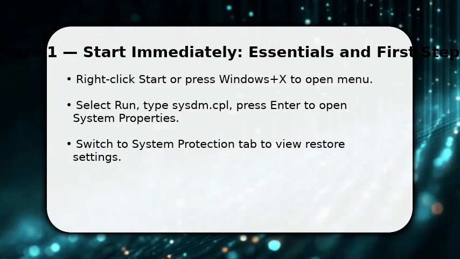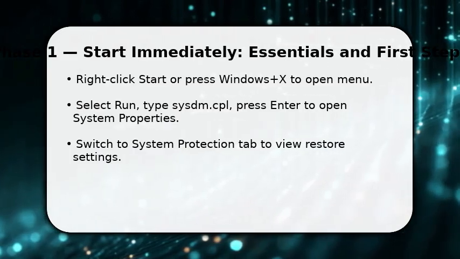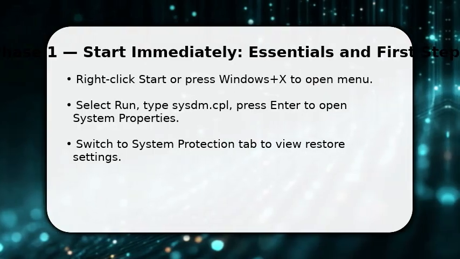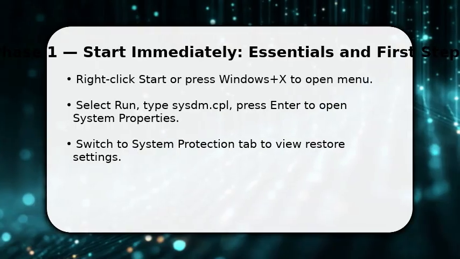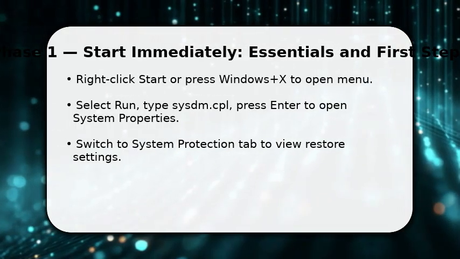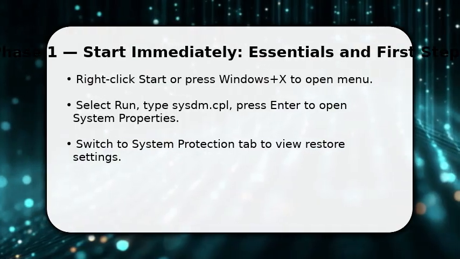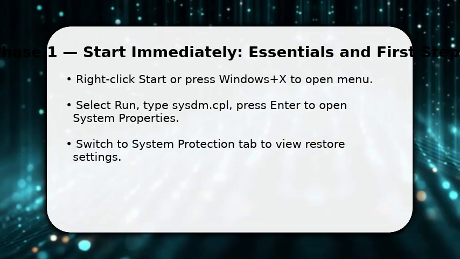You start by opening system properties because restore points are managed there. This gets straight to the configuration. Right-click Start or press Windows plus X, choose Run, then type System CPL and press Enter. Once System Properties opens, switch to the System Protection tab. Make sure you run as an administrator if prompted, because read and write access is required.